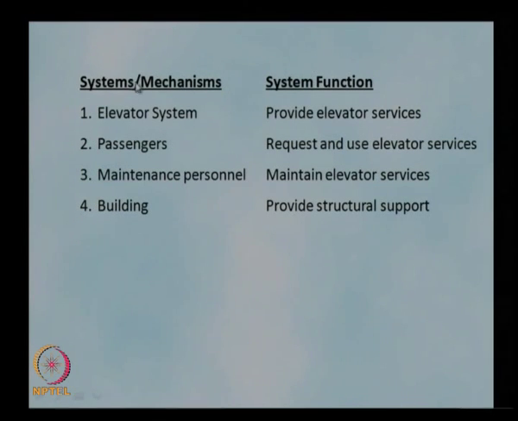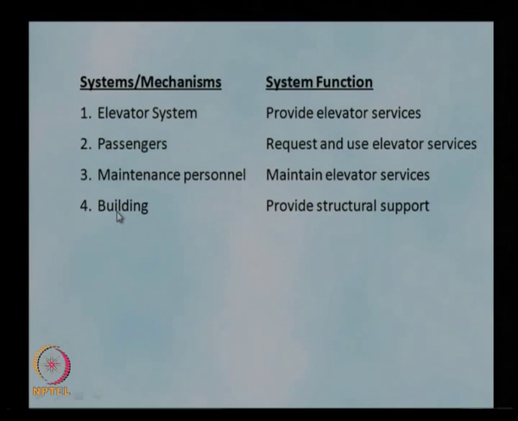For example, if you take the same elevator system, you can see the elevator system is the main system which actually provides the elevator services, and there are other external systems like passengers, who request and use elevator service. Maintenance personnel will be maintaining the elevator. Whenever there is a problem, they will be attending to the elevator when there is a breakdown or any other service requirements. So they are the people again who will be interacting with the system.